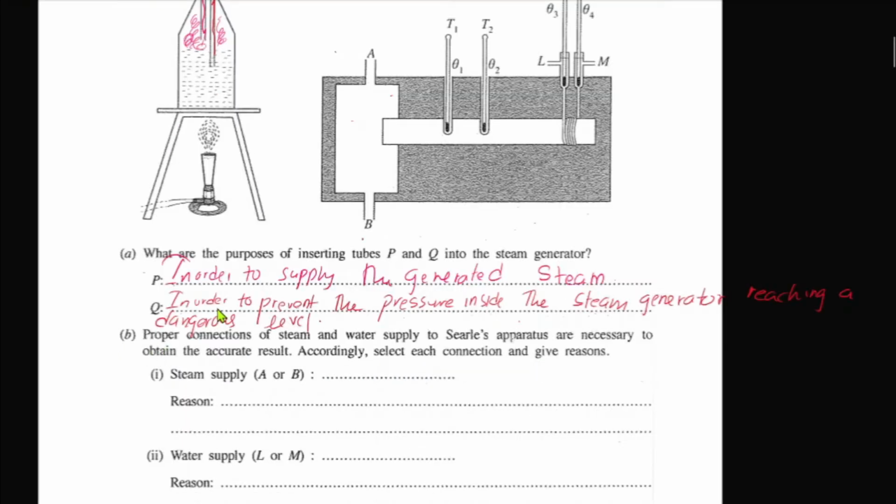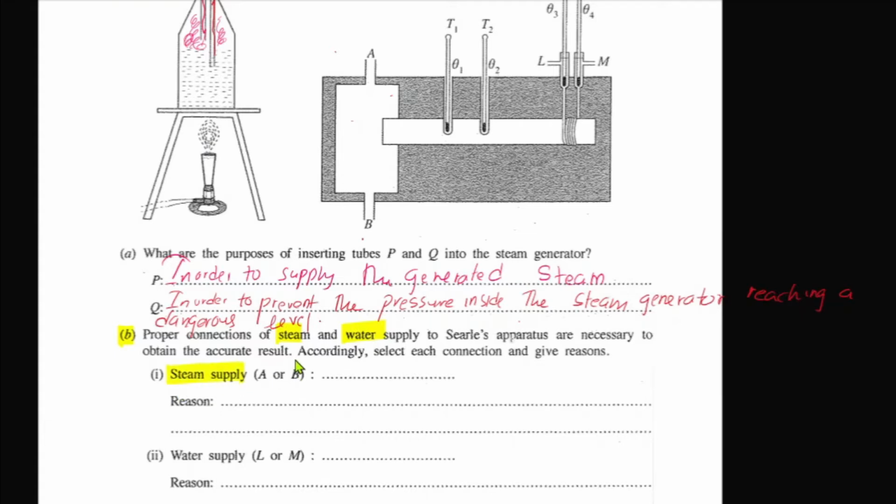All right guys, let's move on to part B. Here it says proper connections of steam and water supply to Searle's apparatus are necessary to obtain accurate results. Accordingly, select each connection and give reasons. What they are simply saying is to select the proper connections for steam and water, and give the reasons, starting with the steam supply.